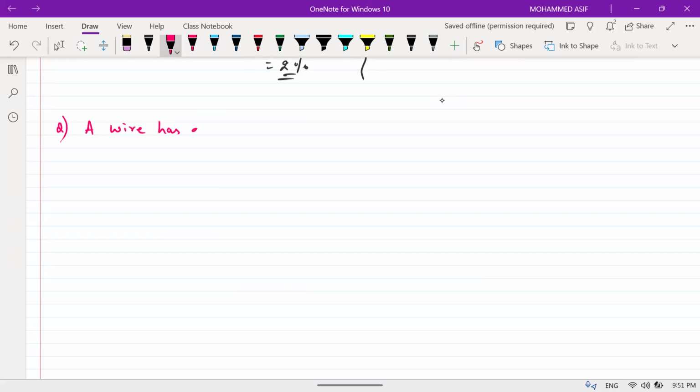A wire has a mass of 0.3 plus or minus 0.003 gram. Okay. Radius 0.5 plus or minus 0.005 mm.